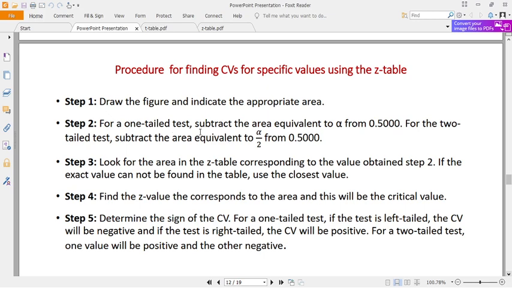And then for a one-tailed test, we subtract the area equivalent to alpha from 0.5. And for the two-tailed test, we subtract the area equivalent to alpha over 2 from 0.5, because this is in both regions. Then we look for the area in the Z table corresponding to the value obtained in step 2. And if the exact value cannot be found, we use the closest value. Then find the Z value that corresponds to the area, and this will be the critical value. So determine the sign of the critical value. For a one-tailed test, if the test is left-tailed, the critical value will be negative, and if the test is right-tailed, the critical value will be positive.